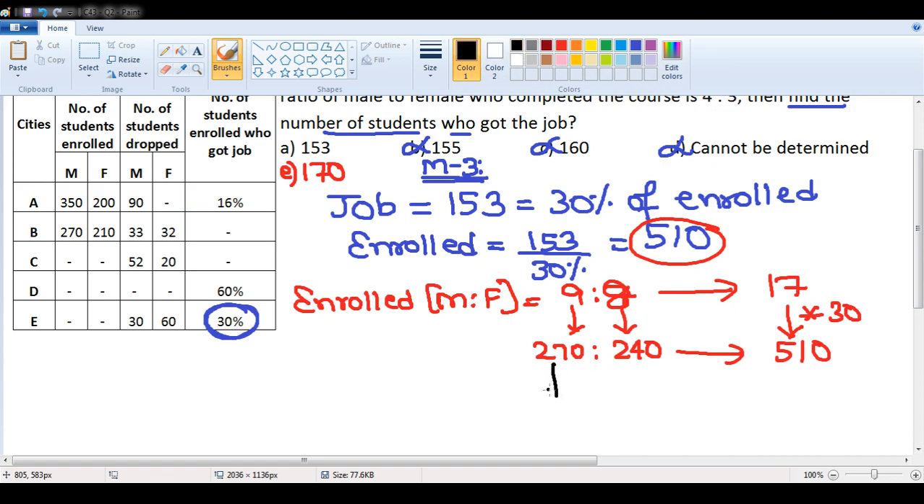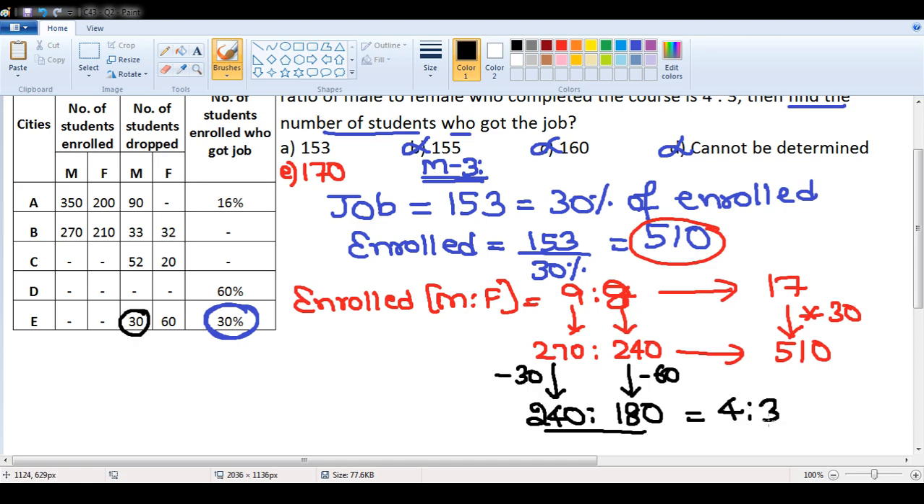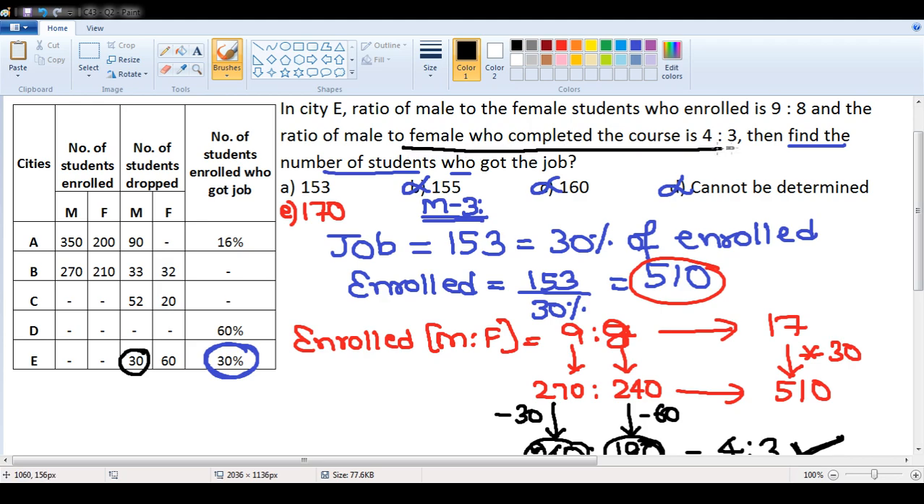But out of 270 male enrolled, the table says 30 male dropped. So the remaining are 240, and 60 female dropped, so the remaining are 180, right? 240 to 180 is nothing but 4 to 3, which is 240 male completed, 180 female completed. The ratio of completed is 4 to 3, which is also what is given in the question. Because the statement in the question is becoming true, my assumption of 153 is also true. Answer is 153.